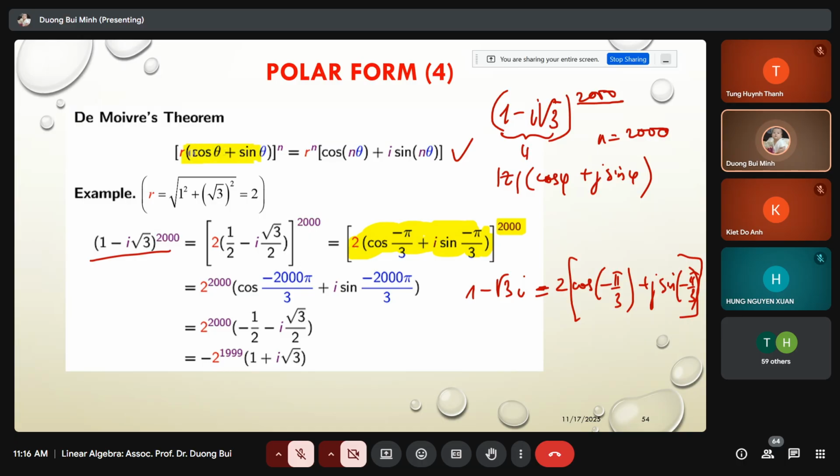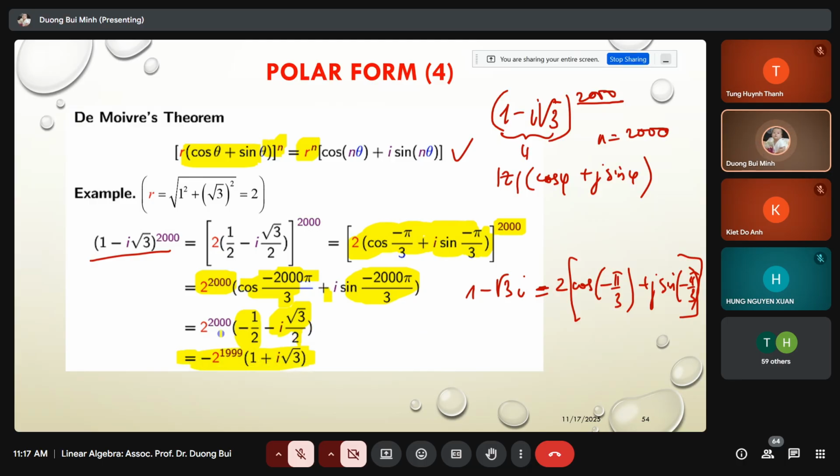For the polar form to the power of n, r to the power of n, that means 2 to the power of 2000, and cosine theta to the power of n becomes cosine n times theta, that means 2000 times minus pi over 3, plus j sine of minus pi over 3 times 2000. When we calculate this, cosine is equal to minus 1 over 2, and sine gives minus j square root of 3 over 2, and then you can get the answer.